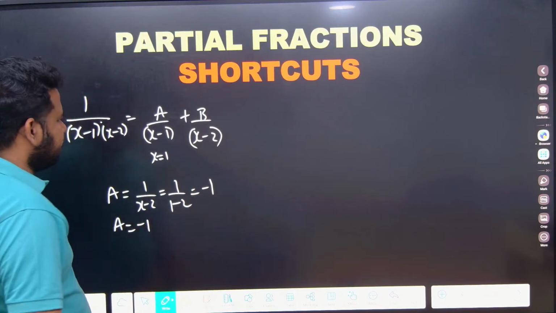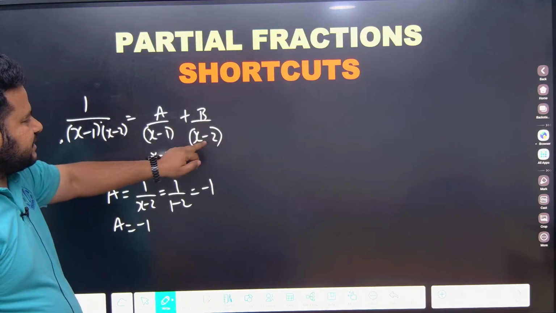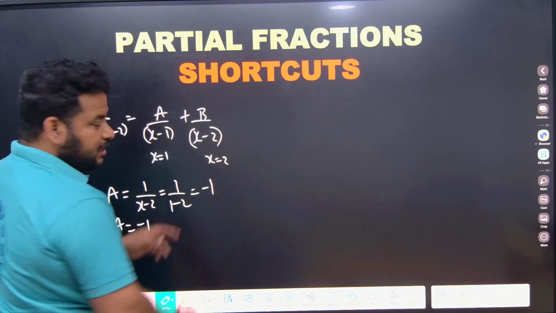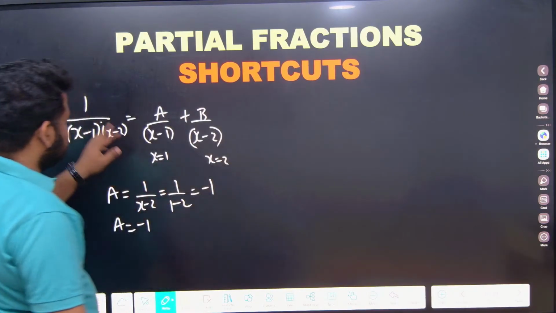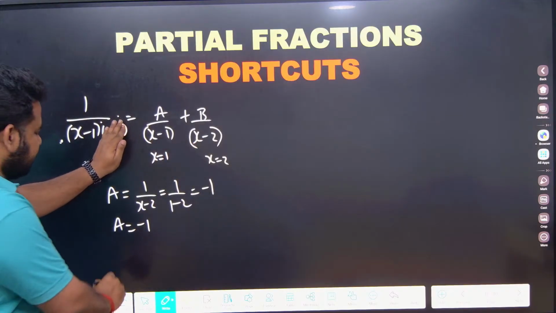Minus 1. Now look at this, if you want to find out the value of b, under b what is there? x minus 2. If I equate this to 0, I will get x is equal to 2. I am getting not b is equal to 2, I am getting x is equal to 2. So 1 by x minus 2, here x minus 2 is there means close x minus 2. So for finding b, close x minus 2.